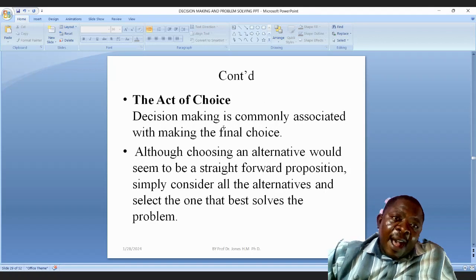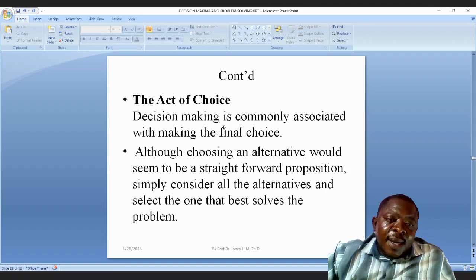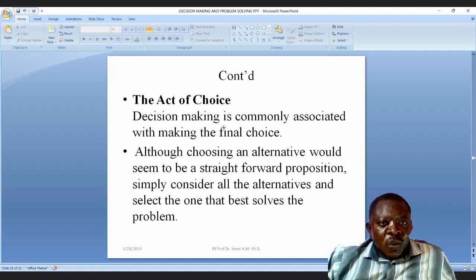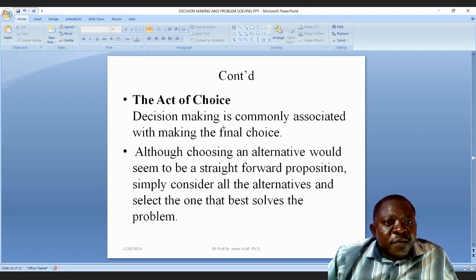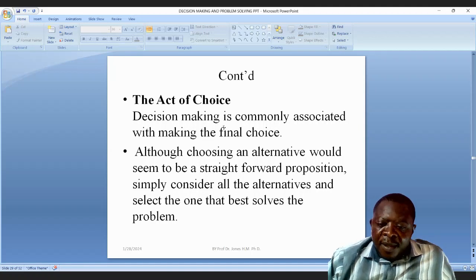Then there is the act of choice. You have a pool of alternatives. Now you need to choose. So we are looking at the act of choice. Decision making is commonly associated with making the final choice. Although choosing an alternative would seem to be a straightforward proposition, simply consider all the alternatives and select the one that best solves the problem.